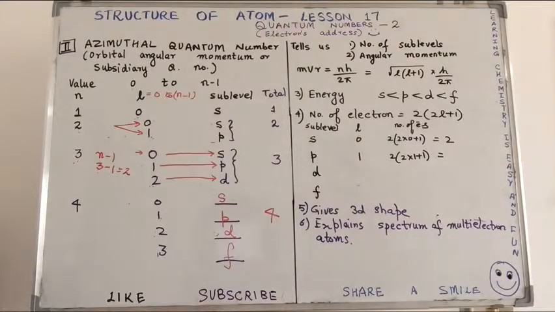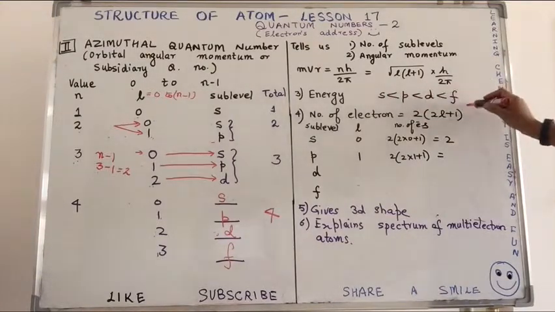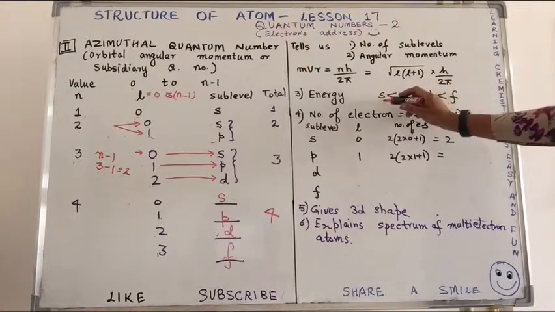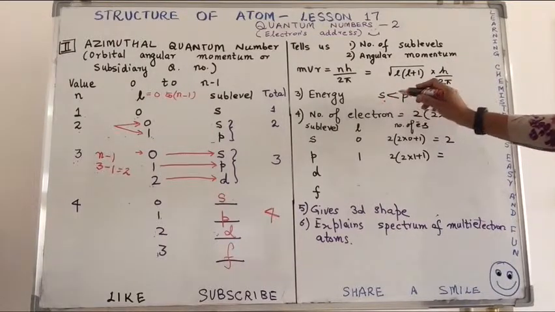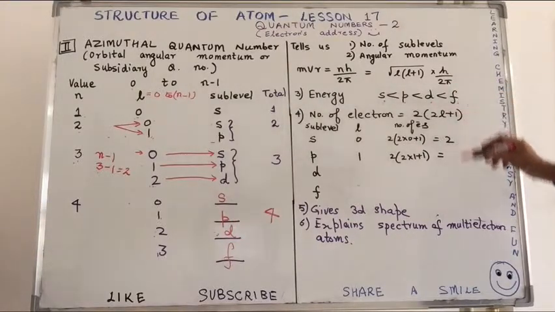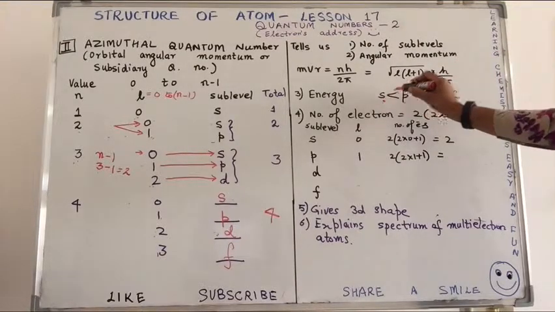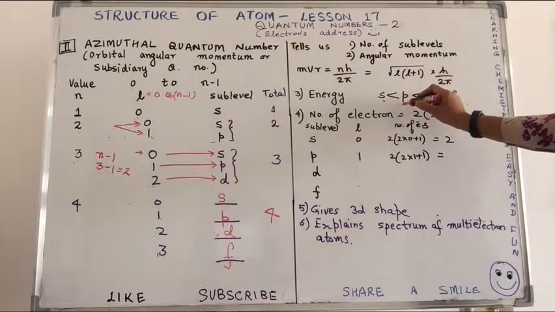What is the relevance of this azimuthal quantum number? First of all, the energy differences are there. The energy of S is less than the energy of P, is less than the energy of D, is less than the energy of F. So an electron in the S sublevel will have energy lower than an electron in the P sublevel.